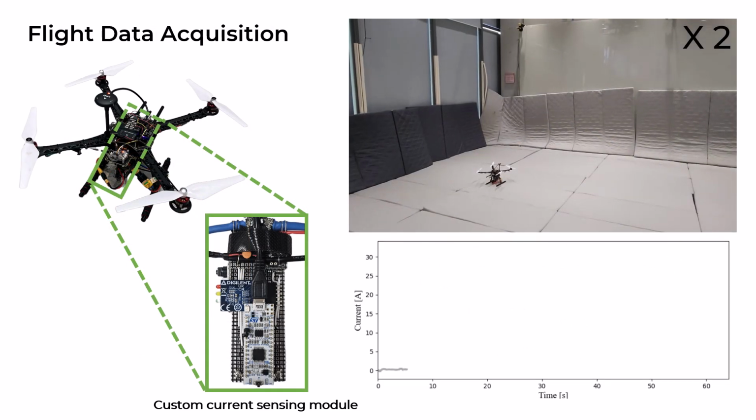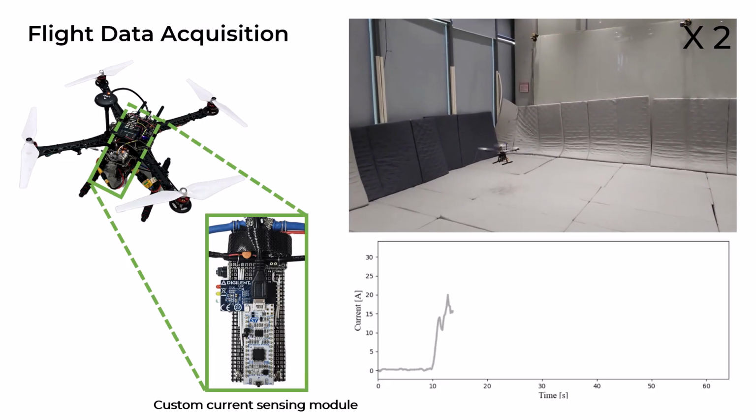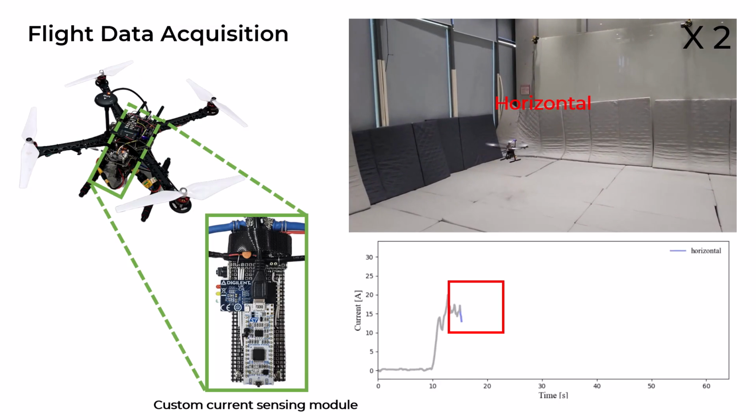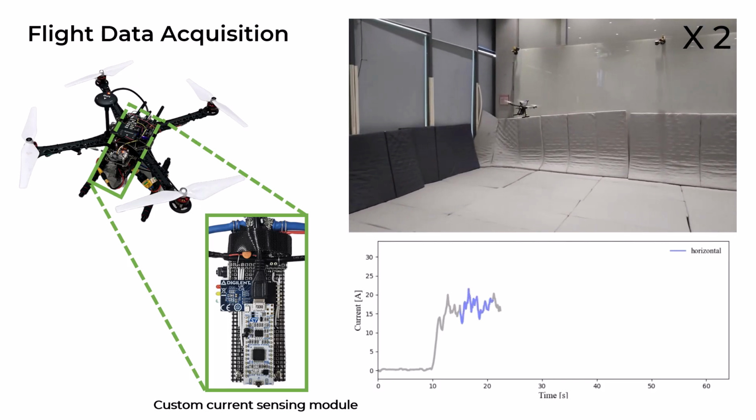In parallel, we mount a custom current sensing module on the quadrotor and record battery current during flight. We sample at 10 Hz and we collect horizontal, hover, and vertical maneuvers.